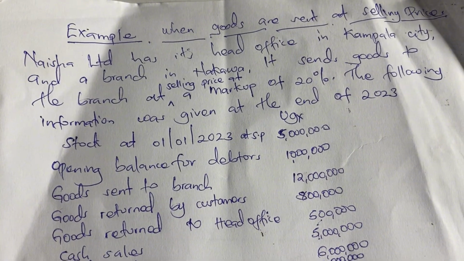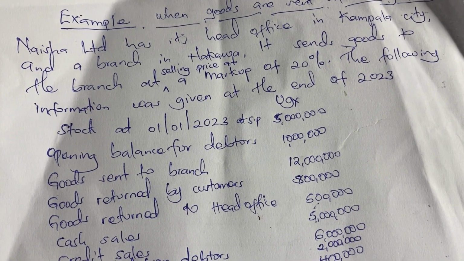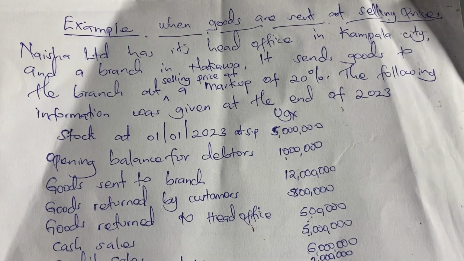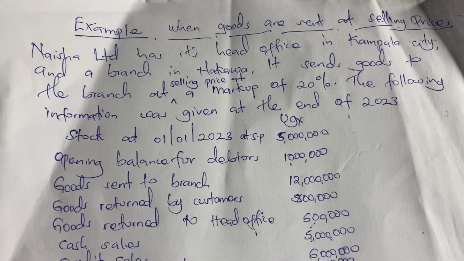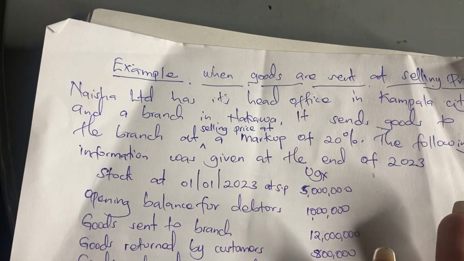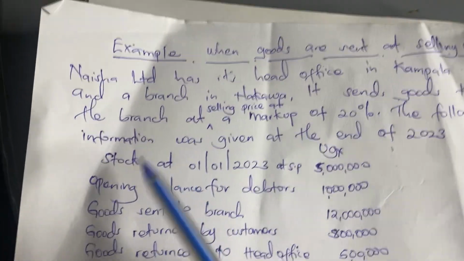We are going to be having another example of branch accounts for centrally controlled accounts, but when goods are sent to a branch at a selling price or at an invoice price. So here is the example.